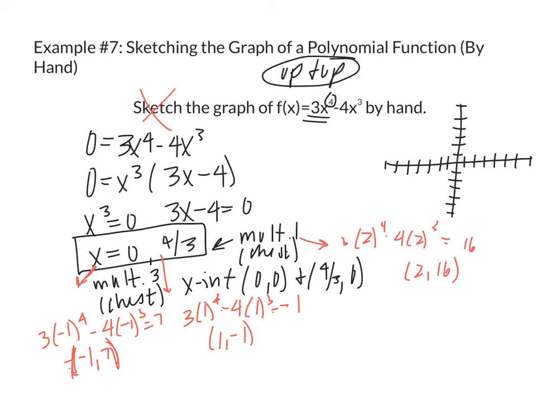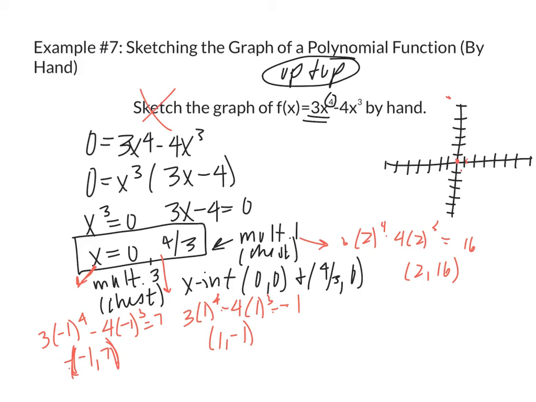I'm going to plot some ordered pairs. So remember, something is going to go through (0, 0), so that's at the origin. Then something's going to go through (4/3, 0), so that's like a 1 1/3, so that's about there. Then you have a point at (-1, 7), so 1, 2, 3, 4, 5, 6, 7 would be up here somewhere. I have another point at (1, -1), so (1, -1) is down here. And I have another point at (2, 16), which is off of our chart.